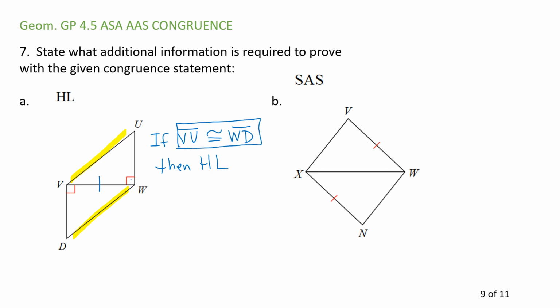How about side, angle, side? I've got a side. I've got another side. I must have the included angle. So the only one would be this one and that one. So if, must use three letters on this, angle VWX is congruent to NXW, then side, angle, side.